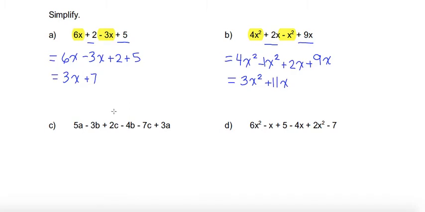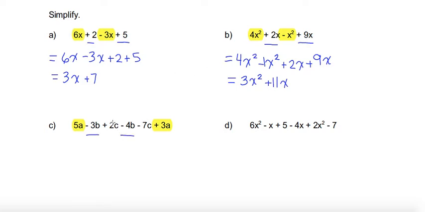The next example, I'm going to bring out my highlighter. I'm going to start with my first term. I have a 5a. I'm going to go across and see if I have any more a's. Right here at the end, I have a plus 3a. So those are like terms. I'm going to go with my underlining. I'm going to go with my next term. I have a negative 3b. I'm going to go across to see if I have any more b's. I have a negative 4b there.